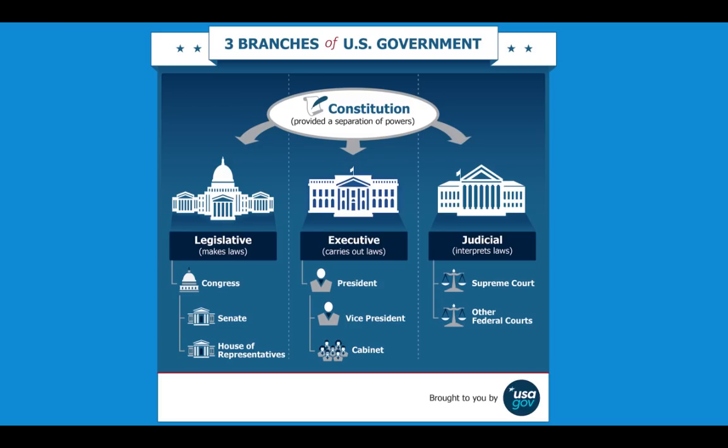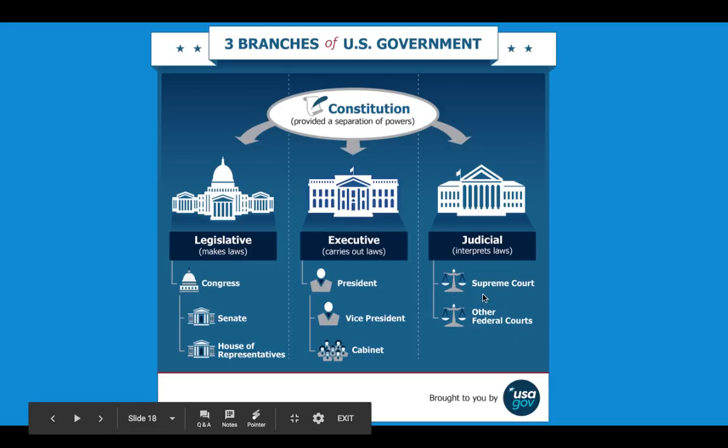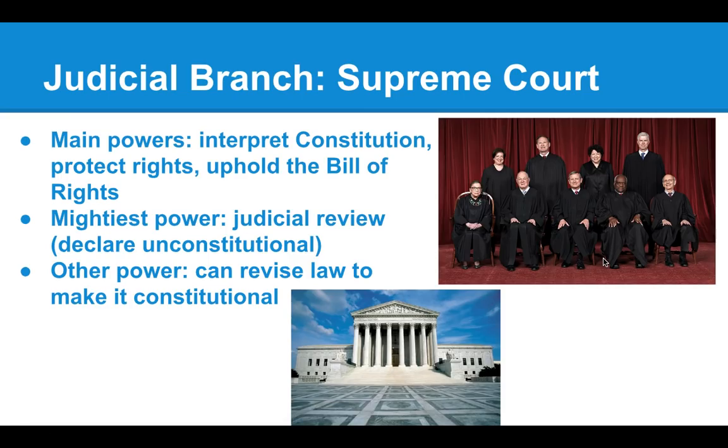Okay, so moving on to our last branch, the judicial branch, and that's made up of the Supreme Court and other federal courts. They're the ones who interpret the laws, so let's read about them. The main power of the judicial branch is they interpret the Constitution, they protect rights, and they uphold the Bill of Rights. Their mightiest power is called judicial review.